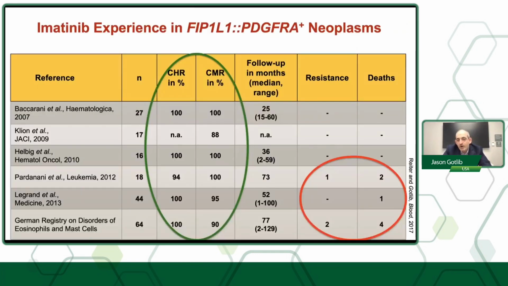Now, with regard to FIP1L1-PDGFR alpha disease, this is exquisitely sensitive to imatinib, usually at doses of 100 milligrams per day, doses that are lower than that used for chronic myeloid leukemia. And you can see that the complete hematologic remissions, or CHR, and complete molecular remission rates are basically approaching 95 to 100%, and there are very rare cases of resistance or deaths, particularly in chronic phase of the disease.